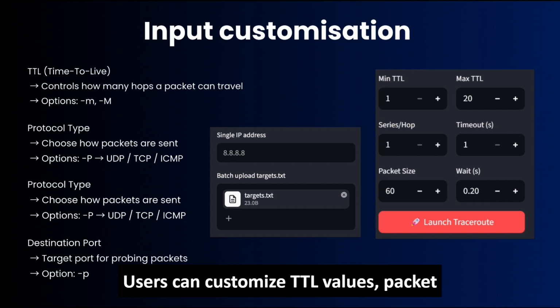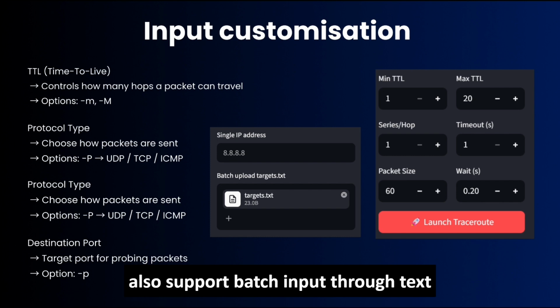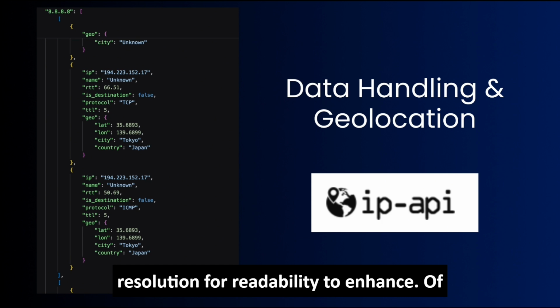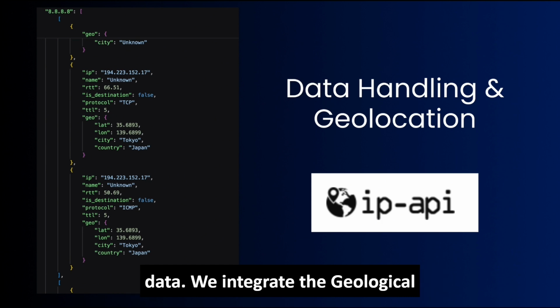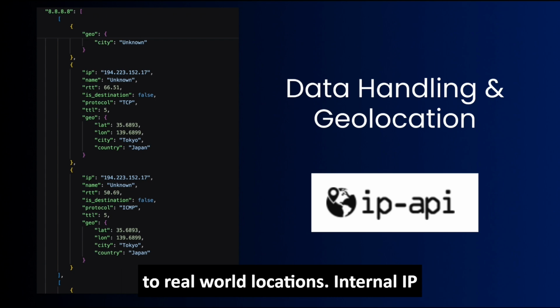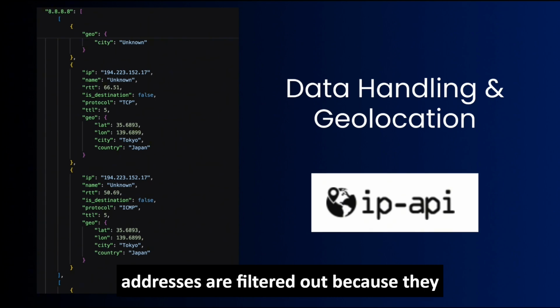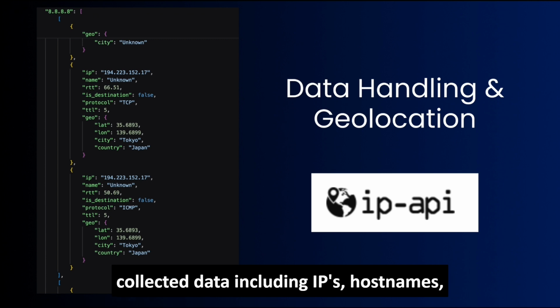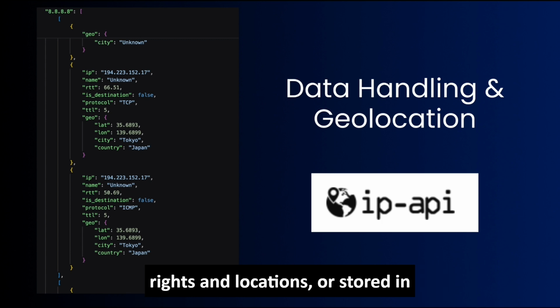Users can customize TTL values, packet size, destination port, timeout, and the number of probe series per hop. We also support batch input through text or CSV files and include DNS resolution for readability. To enhance our data, we integrate a geolocation API to map IP addresses to real-world locations. Internal IP addresses are filtered out because they do not have global coordinates. All collected data, including IPs, host names, RTTs, and locations, are stored in JSON format.